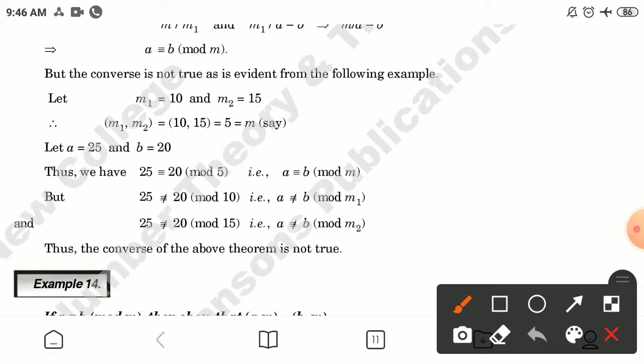But the converse is not true, as is evident from the following example. Let M1 is equal to 10 and M2 equal to 15. The greatest common divisor is 5. Let A be 25, B be 20. Thus we have 25 is congruent to 20 mod 5. This is 1. But 25 is not congruent to 20 mod 10. That is, A is not congruent to B mod M1. And 25 is not congruent to 20 mod 15. That is, A is not congruent to B mod M2. The converse of the above theorem is not true.